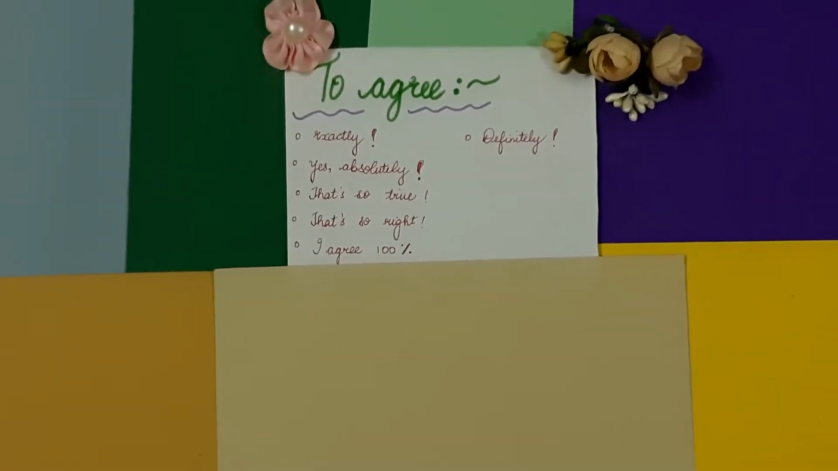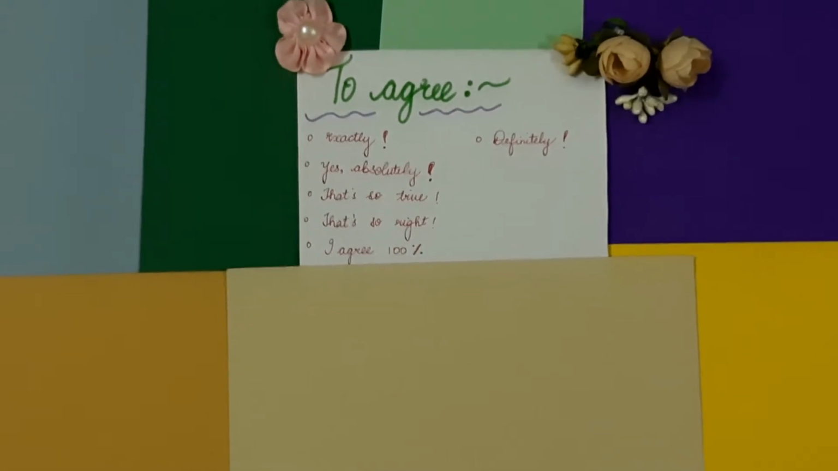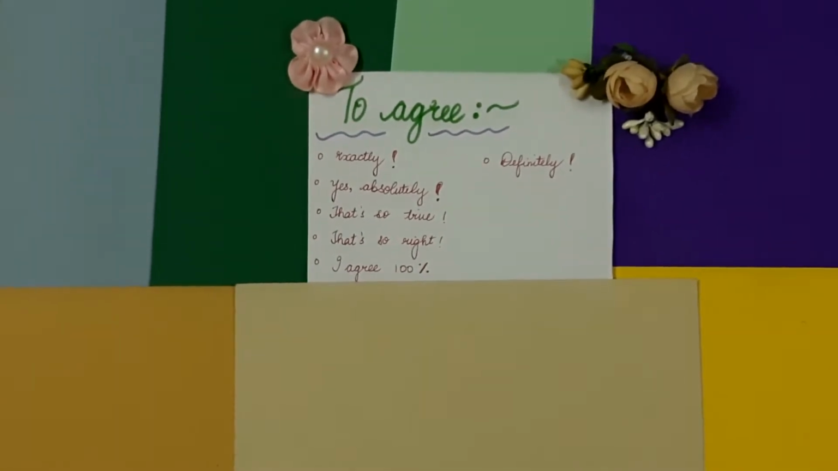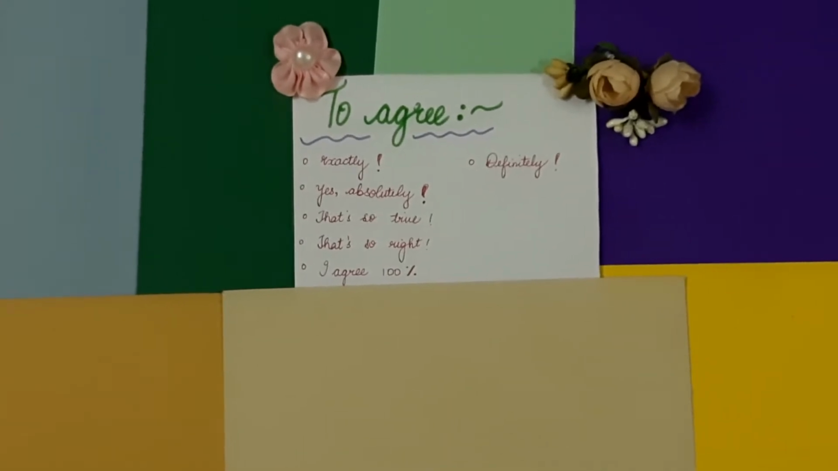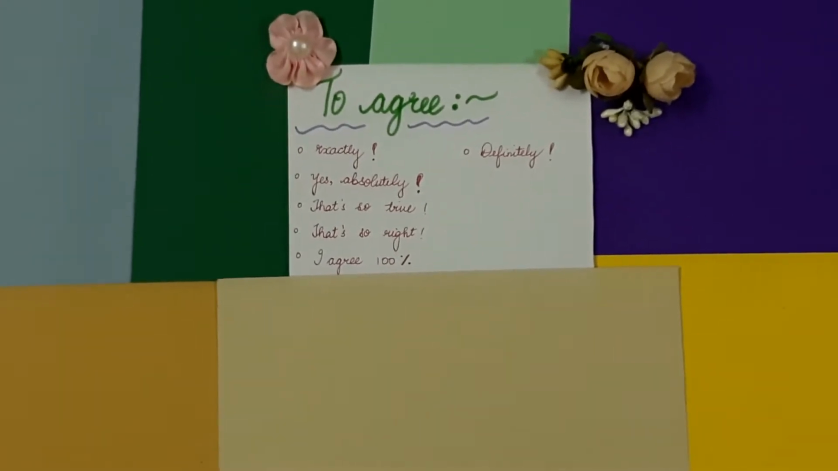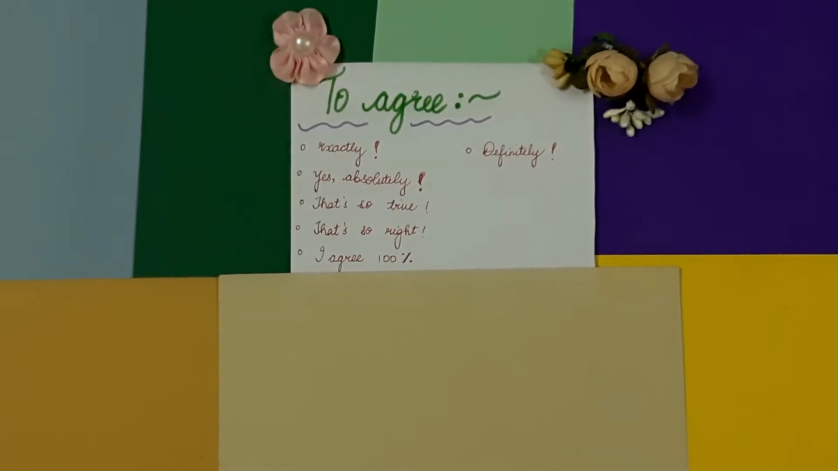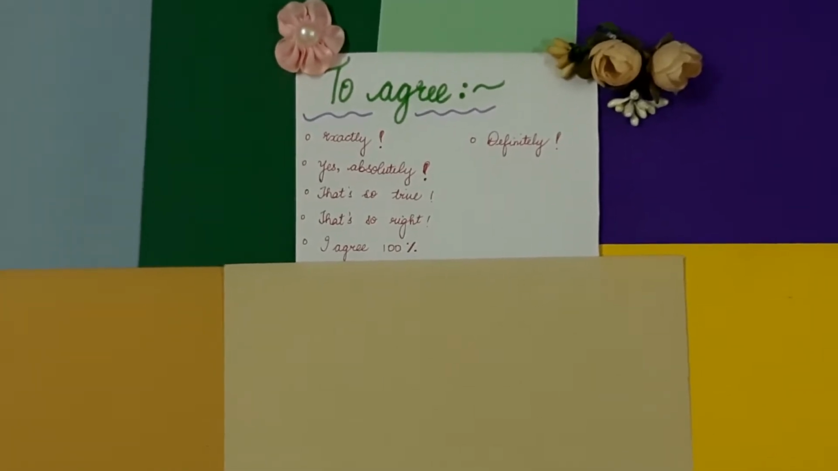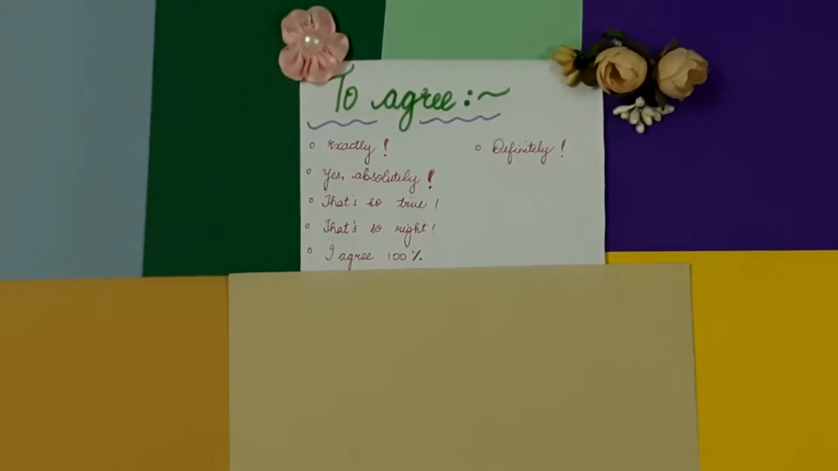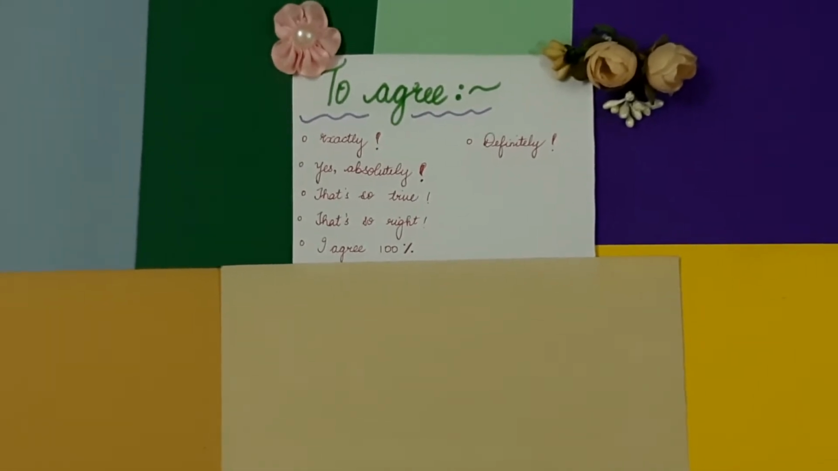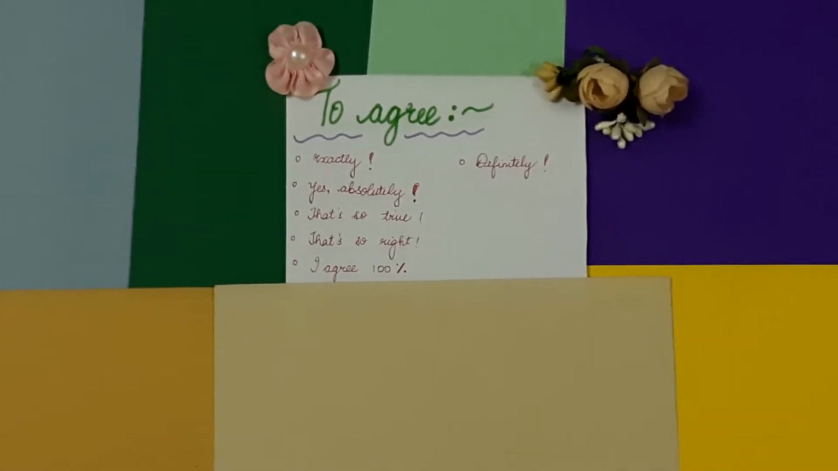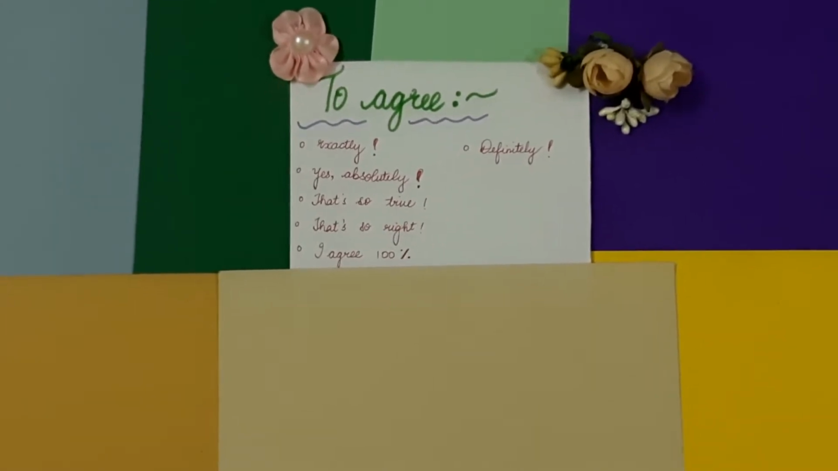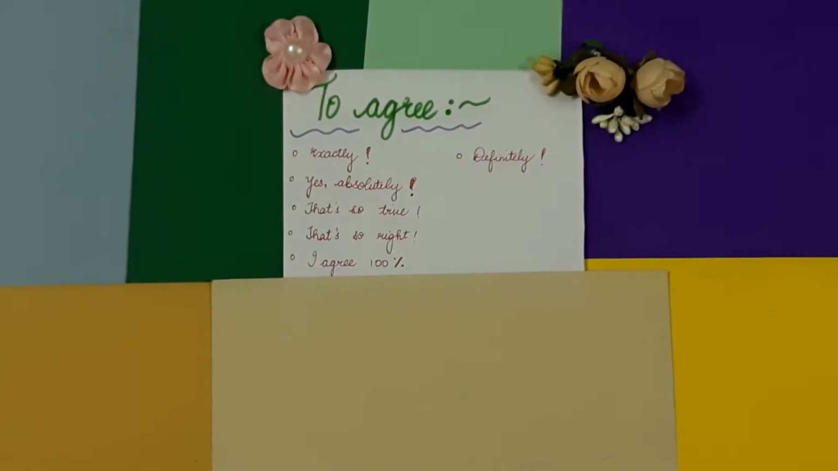Next one is I agree 100%. I agree 100%. For this, let's take an example. There is a debate going on between you and your friends, and you are giving your opinions. Each and everyone is giving his or her opinion, but your best friend has given such a good clue about something that you say, I agree 100%. Or for more justification, you can say, I agree 101%.